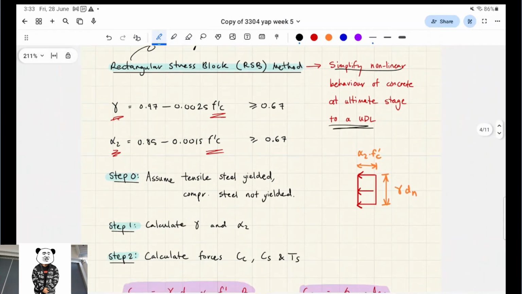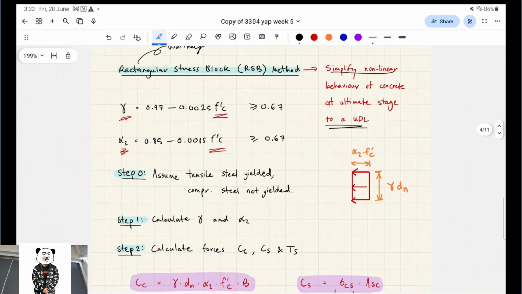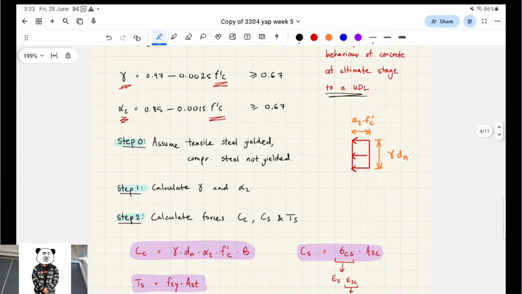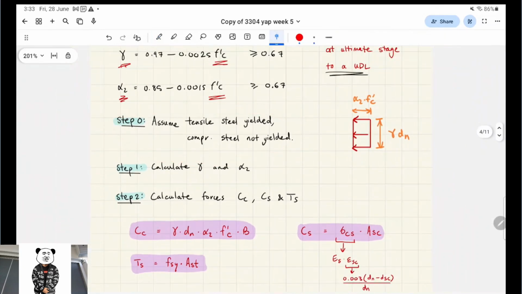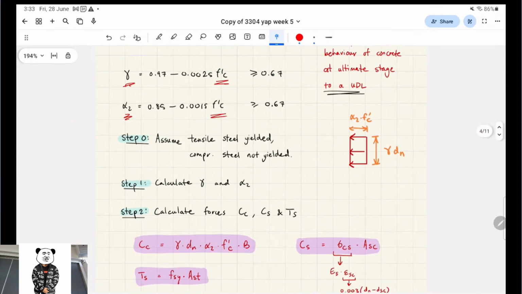Okay, does anyone have any questions about the rectangular stress block method? Okay, so here's the general step-by-step. We assume the tensile steel is yielded, compressive steel is not yielded, for the reasons I was talking about before. The tensile steel will be further away, so it'll most likely be yielded, right? We calculate gamma and alpha 2, from these formulas, and then we calculate the forces CC, CS, and TS.